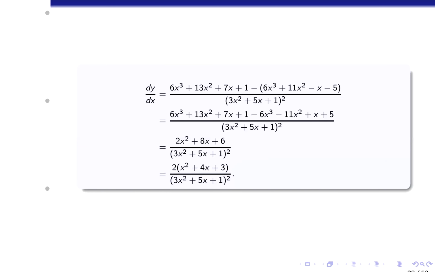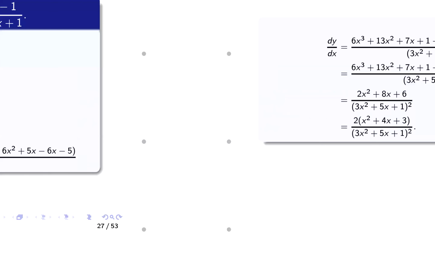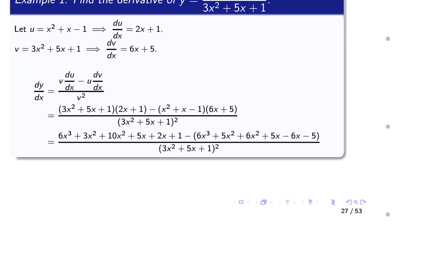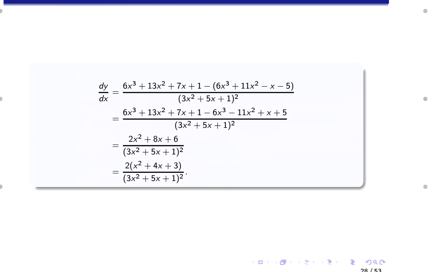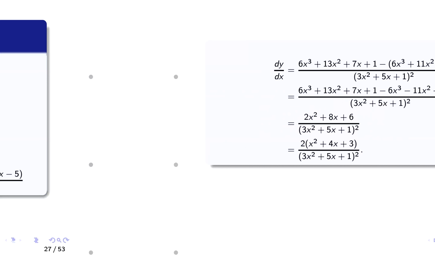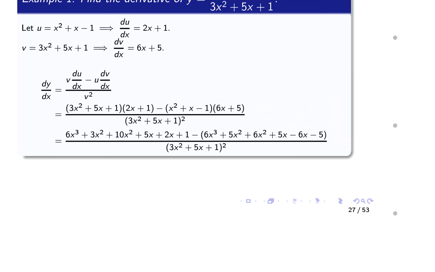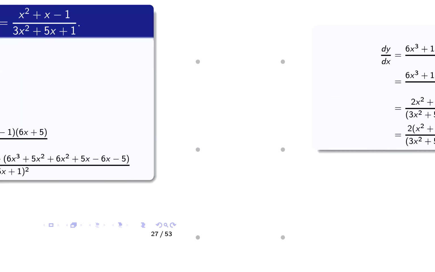We go to that now. Okay, so some tidying up is being done on this side first, before we open the bracket up. So you have dy/dx now. Let's go back to that. You have 6x cubed, that's the only 6x cubed you have there. And then you have 13x squared for this. That's 3x squared plus 10x squared, and then you have 7x. So that's why you have 6x cubed plus 13x squared plus 7x plus 1 minus all this.